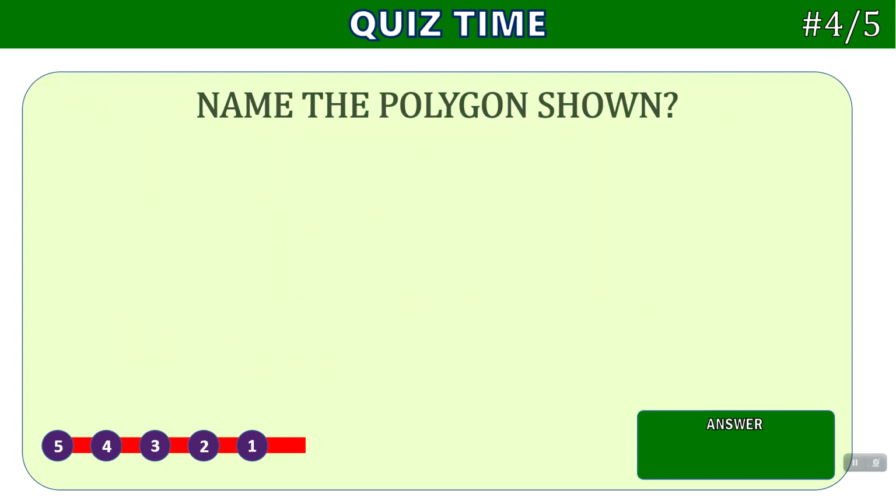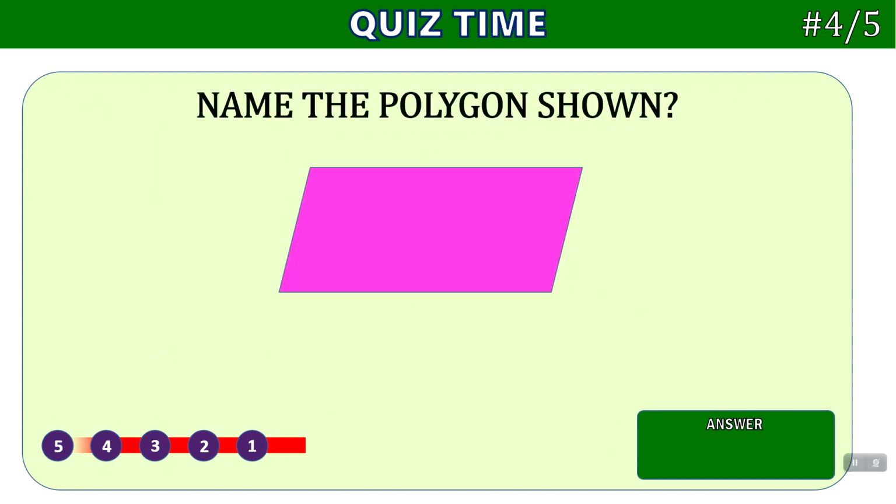Number 4. Name the polygon shown. Time's up. The answer is quadrilateral. Let's count the sides. 1, 2, 3, 4 sides. It makes this a quadrilateral. You will learn later in another video that this is a specific quadrilateral known as a parallelogram.